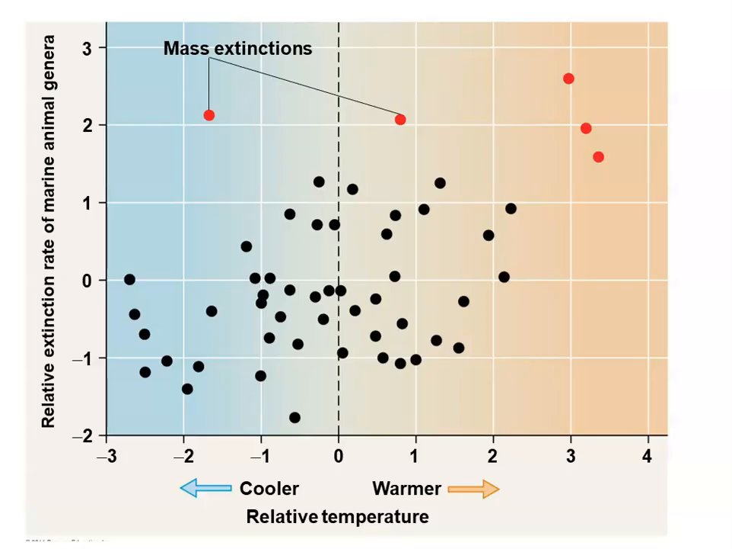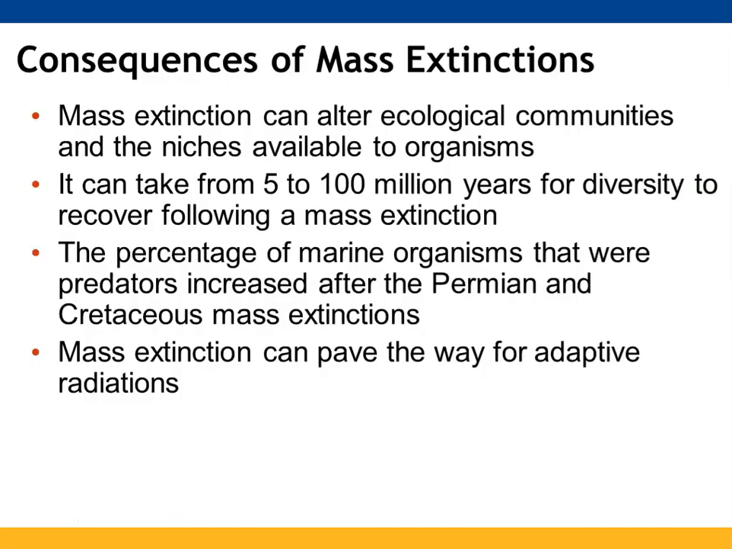So there you can kind of see where the mass extinctions occurred and where they had impacts in terms of temperature, and then the relative extinction of the marine animals is what we're focusing on in this graph. So some consequences as a result of mass extinctions. These can alter your ecological communities as well as the niches available to these organisms.